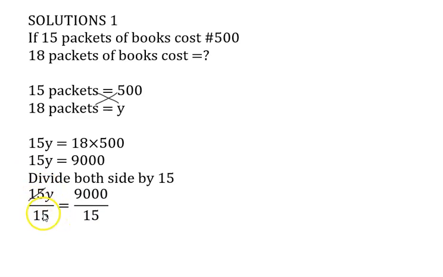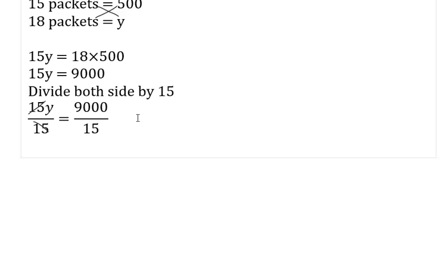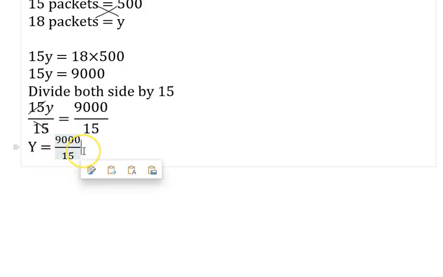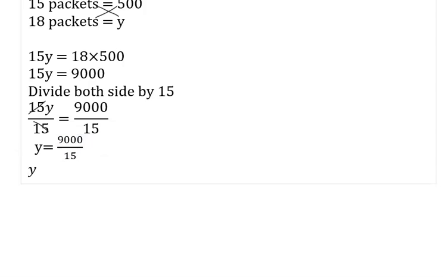So let's see what we have. With this, our 15 can cancel out 15, so our y is already standing alone. It will now be 9,000 divided by 15. Awesome. So with this, our y can now equal, if you punch your calculator, 9,000 divided by 15 will give you 600. So that's 600 naira.